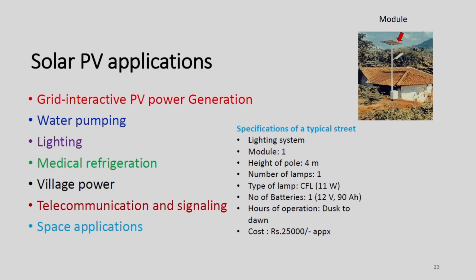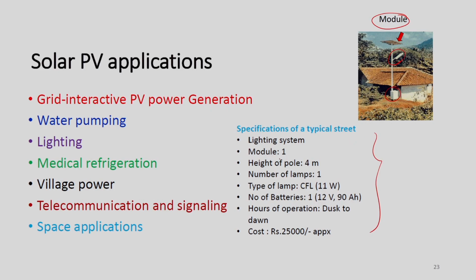What I am showing here is an application of a module for lighting. There is a battery bank here, and one charge controller will be there, and one module and one tube, or say lamp. Normally CFL lamps are used. So, these are the specifications normally used for this kind of street light system.